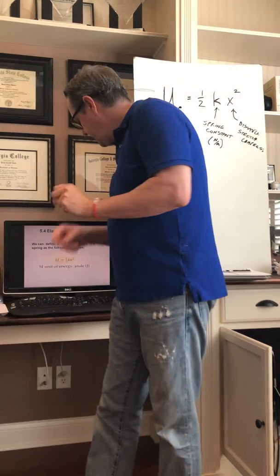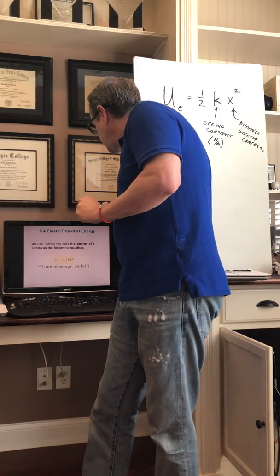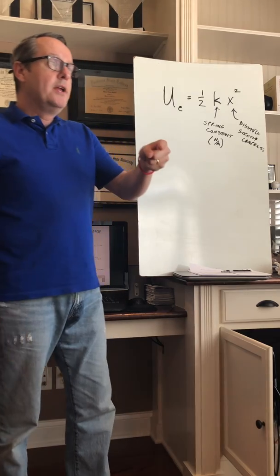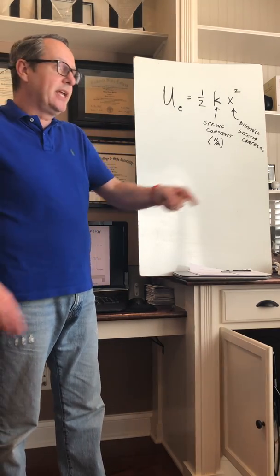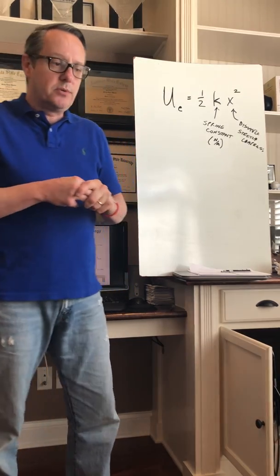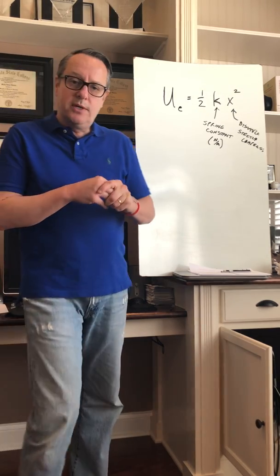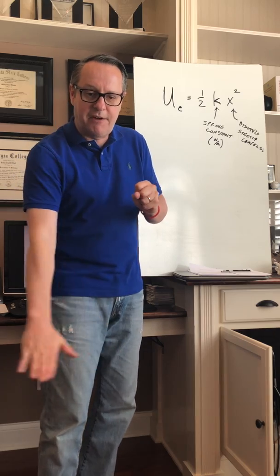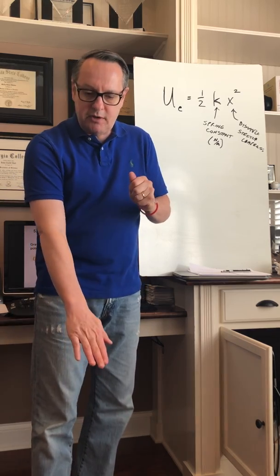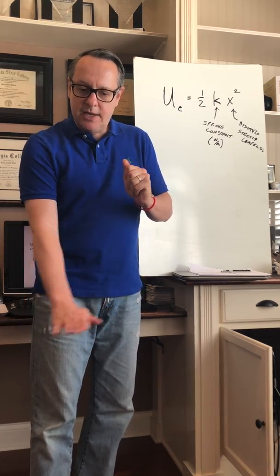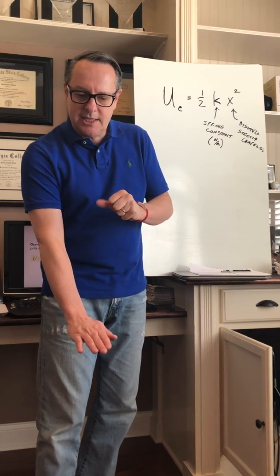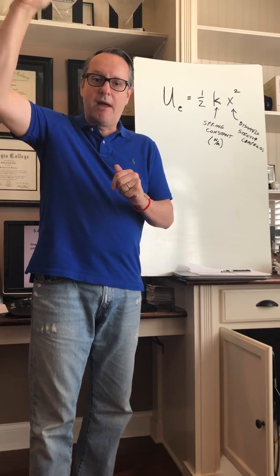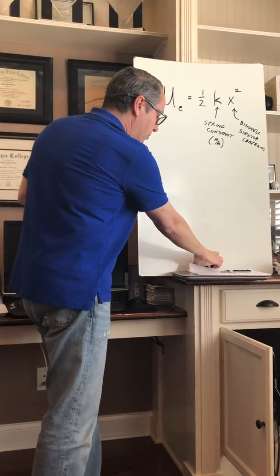The other type of potential energy that has to do with the motion of objects or the conversion of potential to kinetic energy is gravitational potential energy. Gravitational potential energy has to do with how high an object is above some defined zero level. Now we're going to define the ground as our zero level. So anything above the ground is going to increase in gravitational potential energy. So this one's pretty easy.